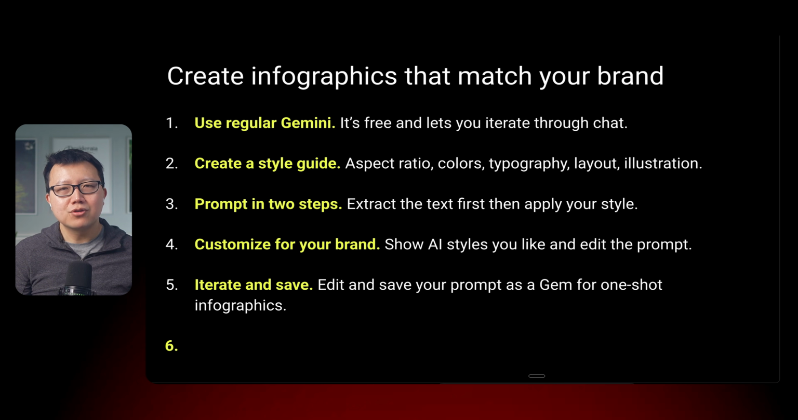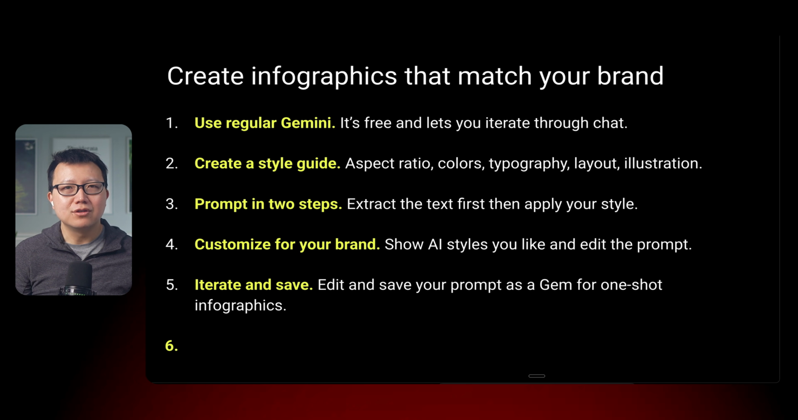All right, number three is structure your prompt in two steps. The first step is you want to extract the relevant text, right? For example, my prompt is to extract just the title and the section headers. And then you want to ask Gemini to use that text for the infographic and apply your style guide. And number four, customize the whole prompt for your brand. And again, all you have to do is show AI some styles that you like, and then ask it to edit the prompt and maybe do a manual pass afterwards.